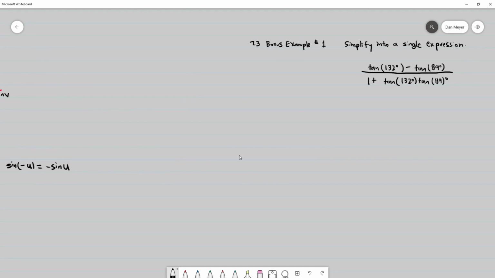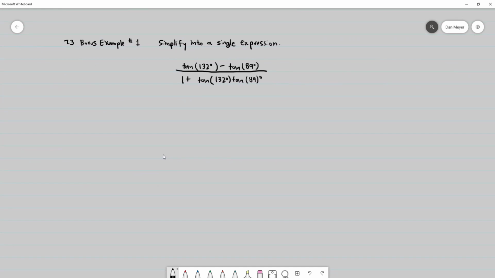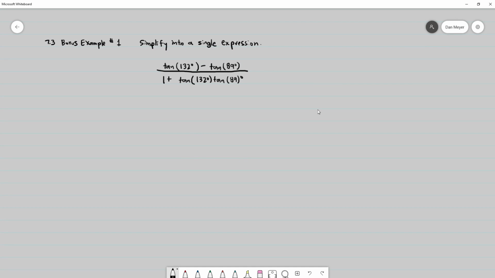Okay, a couple of bonus examples from 7.3. If you want to simplify this into a single expression, the idea here is the expression that we're given looks like the right-hand side of one of our addition or subtraction formulas. And in this case, it is the subtraction formula for tangent. So recall that tangent of u minus v is tangent u minus tangent v all over 1 plus tan u times tan v.